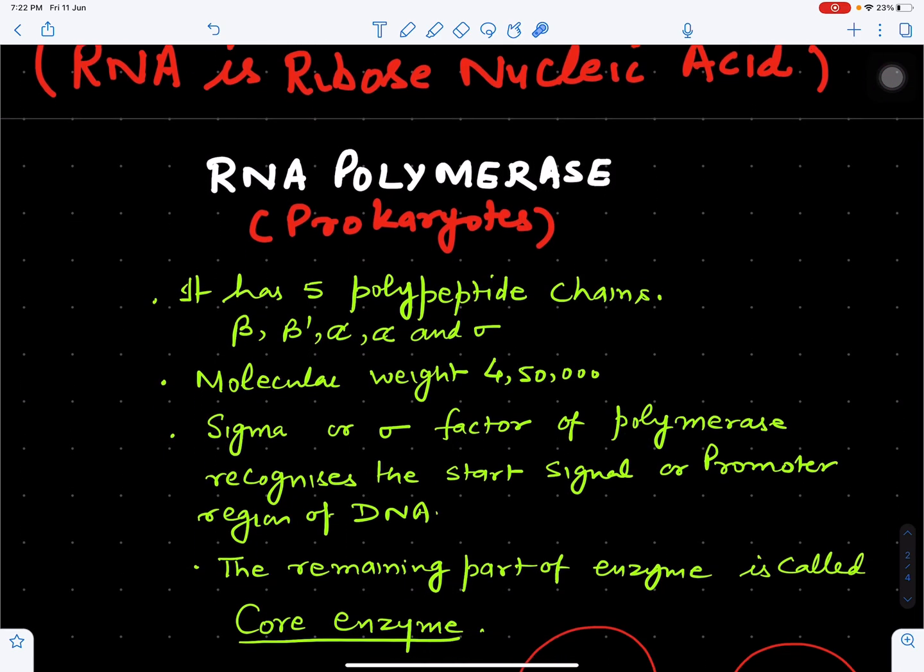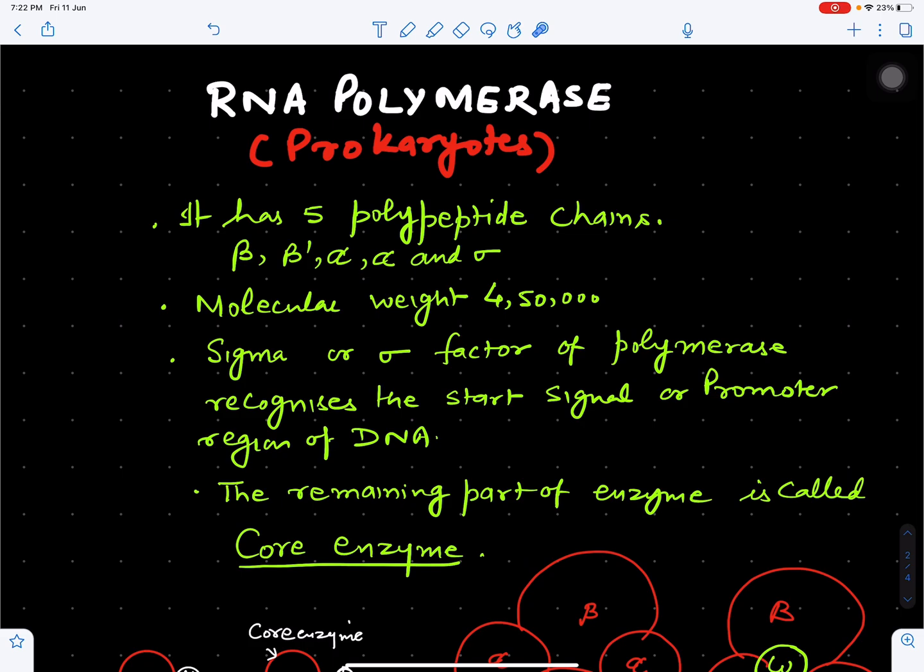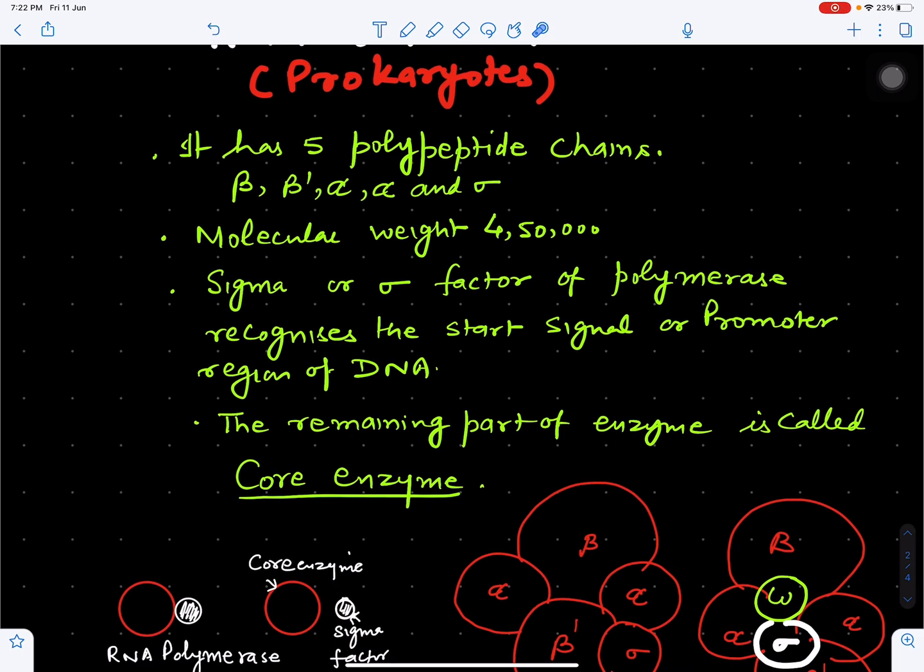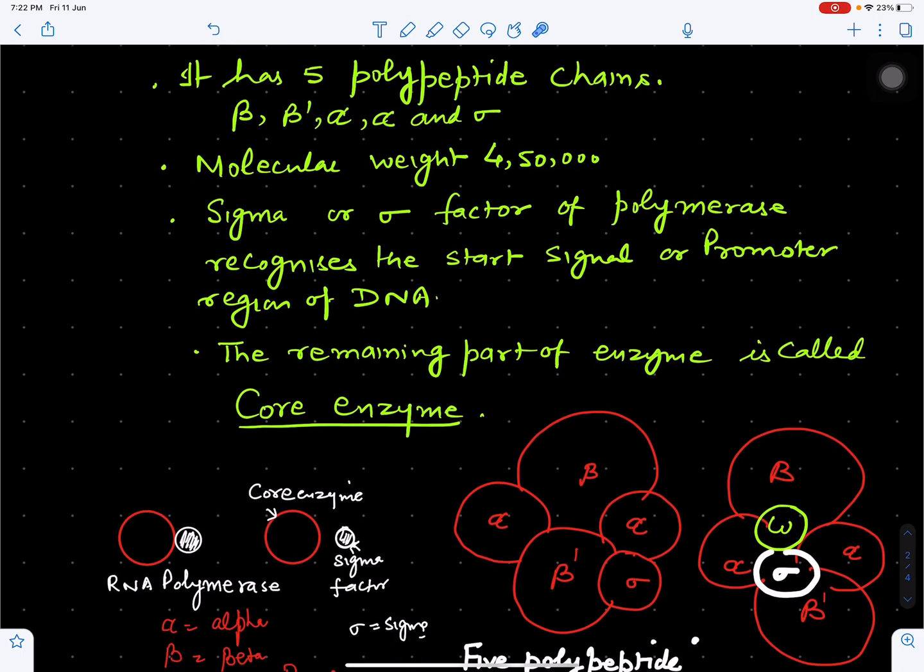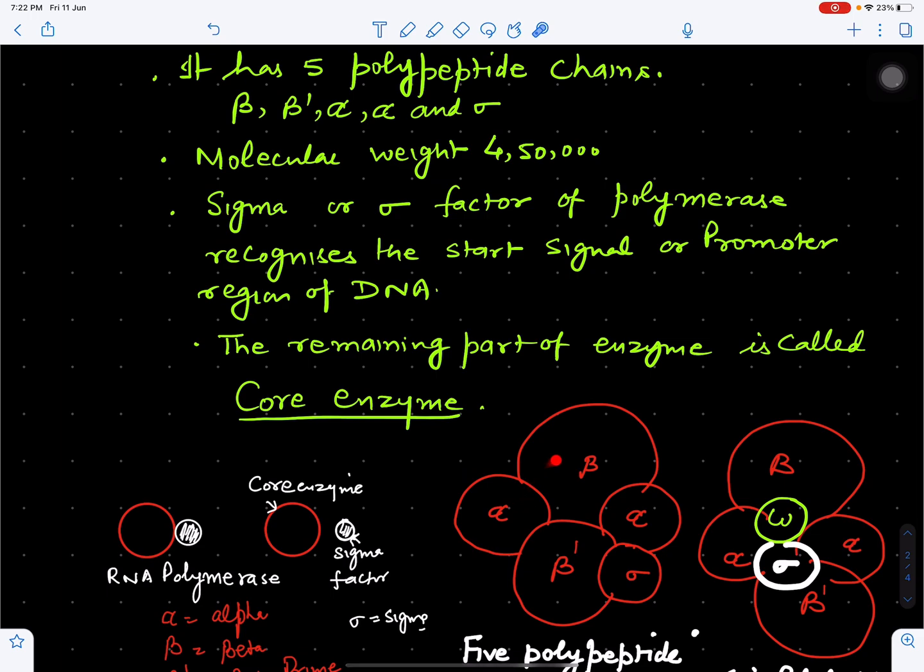Now, RNA polymerase in prokaryotes, meaning bacteria and blue-green algae, where a well-defined nucleus is not present. What is the structure of RNA polymerase in prokaryotes? It is made up of 5 kinds of polypeptide chains. We can see 2 alpha, 1 beta, beta prime, and this is the sigma factor of the polymerase.